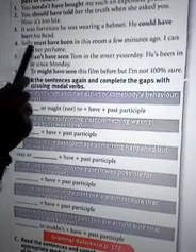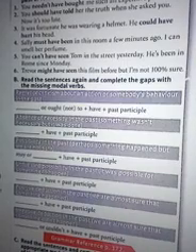Number 4, sentence number 4. Sally must have been in this room a few minutes ago. I can smell her perfume. Here we use must have plus the past participle to express a deduction, to make a deduction in the past.